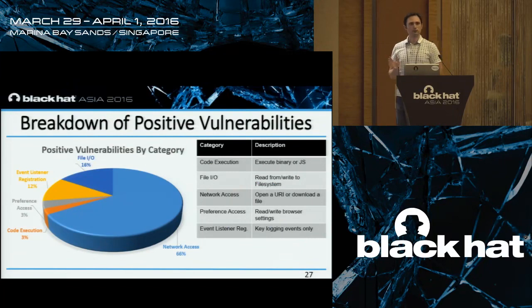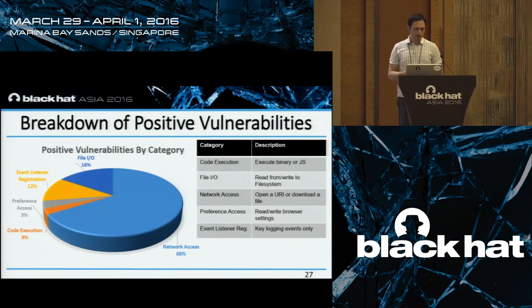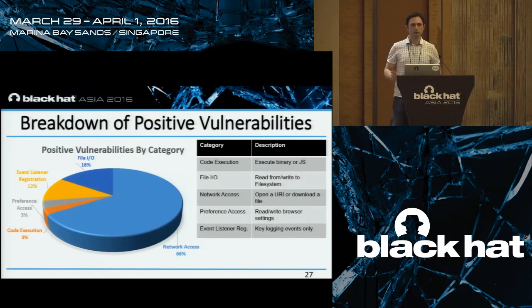So what were those positive vulnerabilities? The majority of them were network access vulnerabilities, but also a significant number of file access, file I/O, and event listener registration. And for the event listeners, we didn't look at any event listening type of thing. We just focused on the keylogging events because they are the most dangerous ones that can easily turn into keyloggers. And they have some preference access and code execution type of vulnerabilities as well.